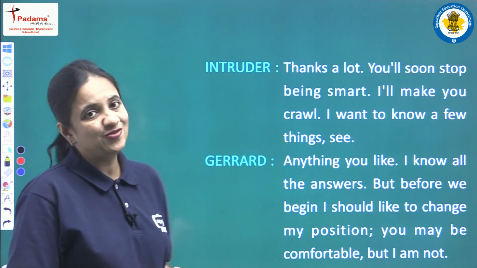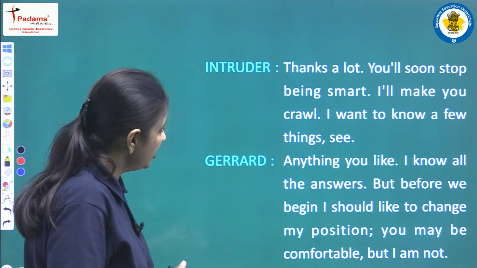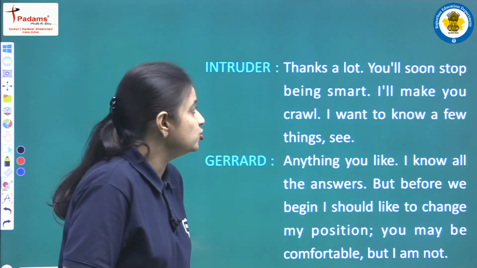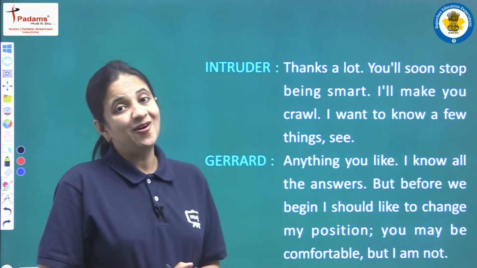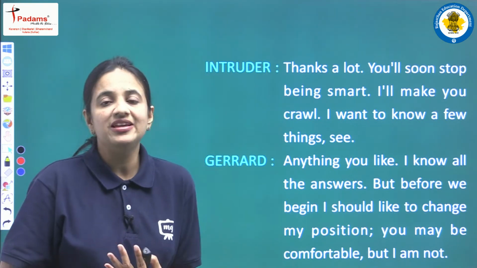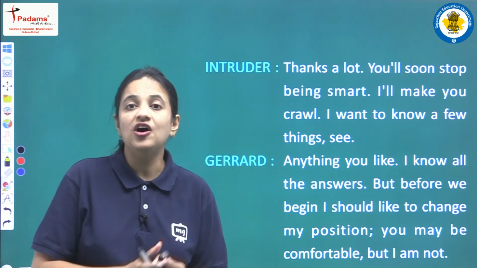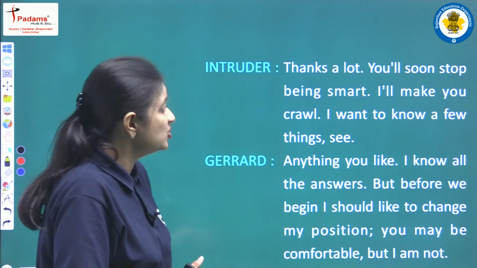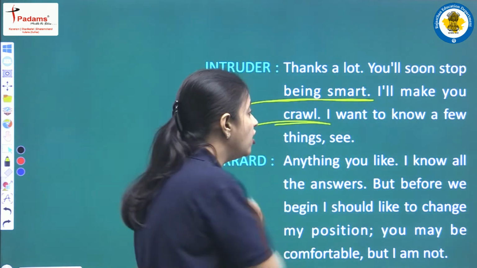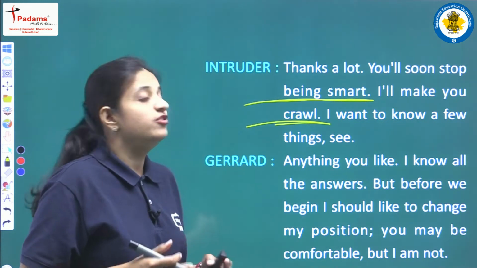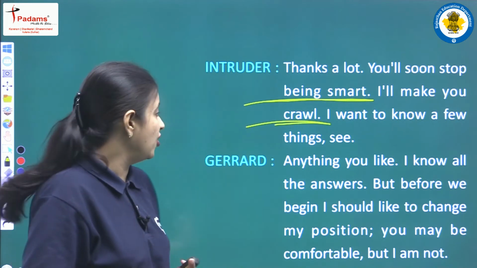Then the intruder, first of all he is grateful to Gerald and he is saying thanks to him. Next he is saying you will soon stop being smart, I will make you crawl. Obviously he is having one revolver in his hand, so his intentions are not at all good. So he is saying that very soon you will stop being smart because I will make you crawl, and I want to know a few things before and after that I will make you crawl.